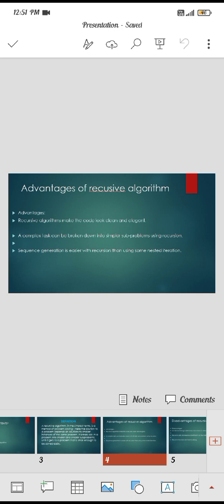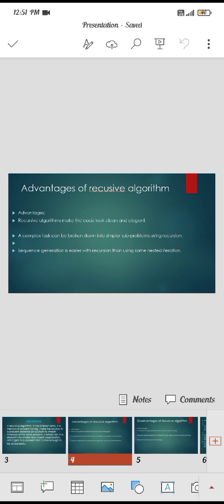Advantages of recursive algorithm. Recursive algorithms make the code look clean and elegant. A complex task can be broken down into simpler subproblems using recursion. Sequence generation is easier with recursion than using some nested iteration.